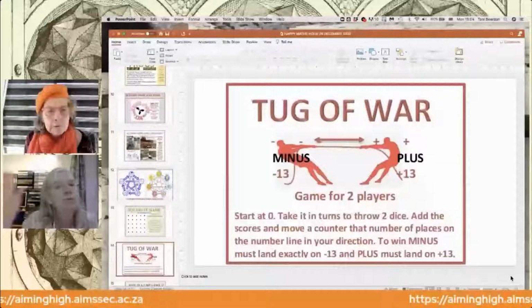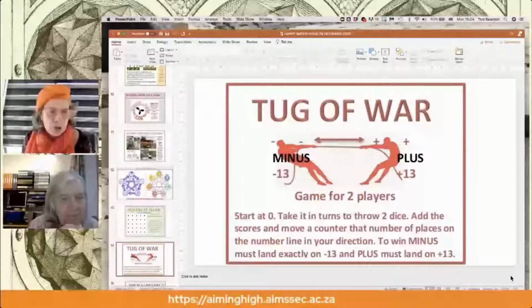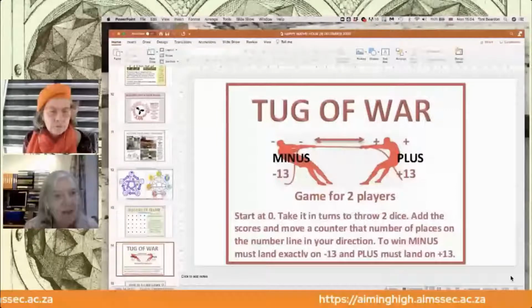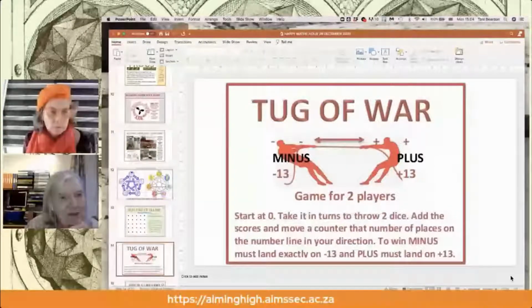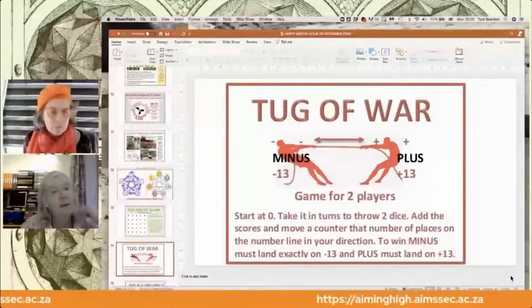So you either make progress when you're short, or you're spot on, or you don't move. If your number is too big, you just don't move. So if you're within 12 of your goal, then you have a chance of winning in that throw, because you can throw any number up to 12. So if you're within 12 and you throw the right number, you land on your +13 or -13, and you've won that round.